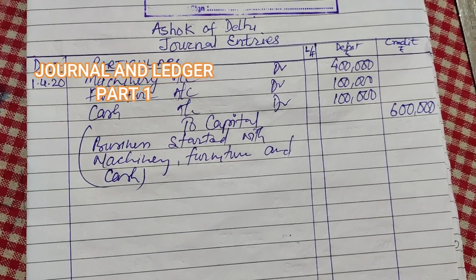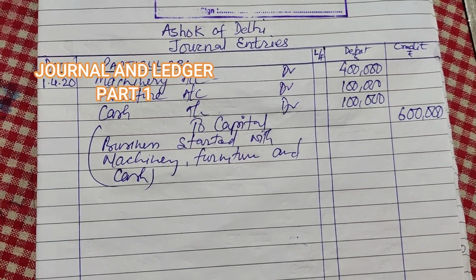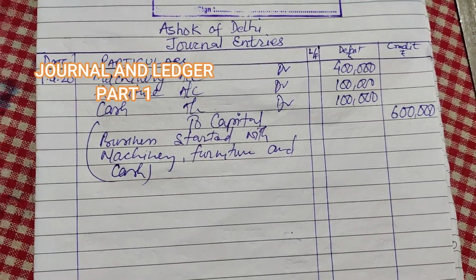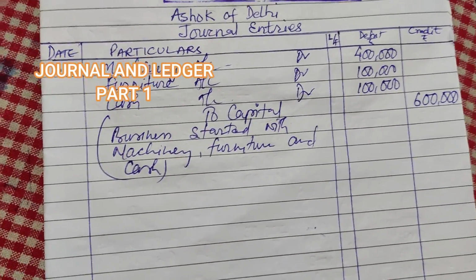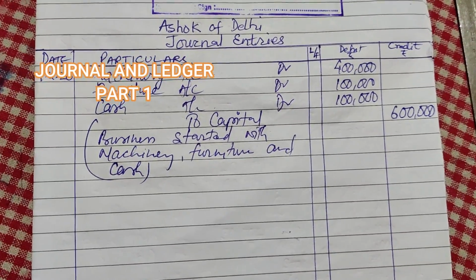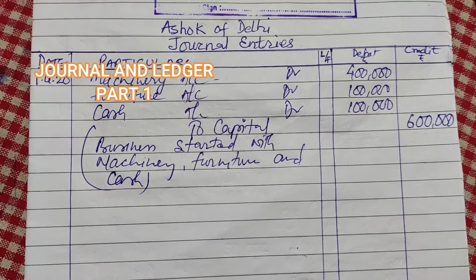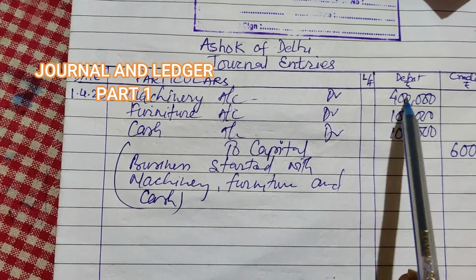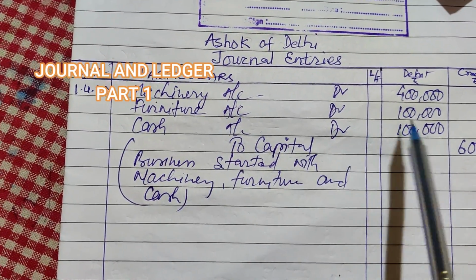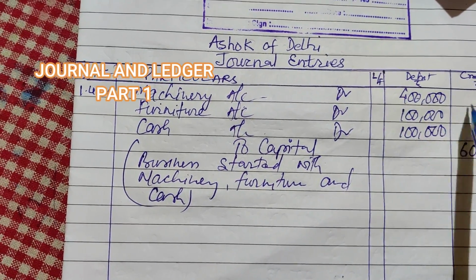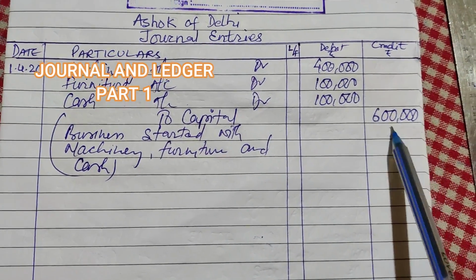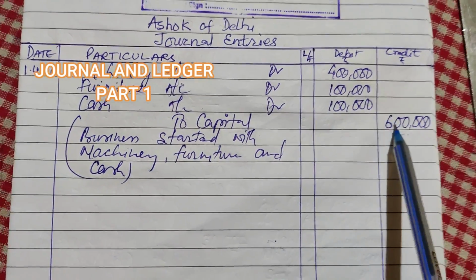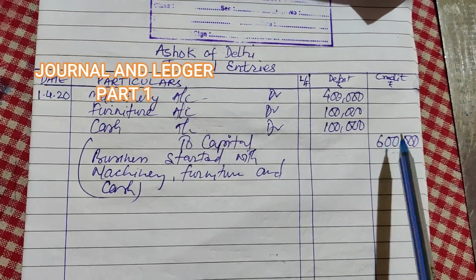So this is the journal entry, the first journal entry of this question, illustration number 3. Before preparing the ledger, you should have the concept of the journal entry. This is a compound journal entry. Three accounts are debited and one account is credited. Machinery account is debited, furniture account is debited, cash account is debited, to capital. Whatever he introduced in the business is called capital. Capital does not mean only cash. Capital means whatever is introduced in the business.